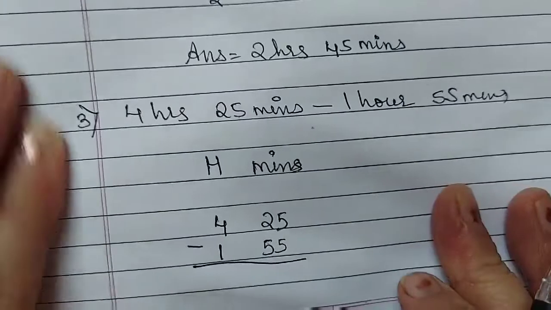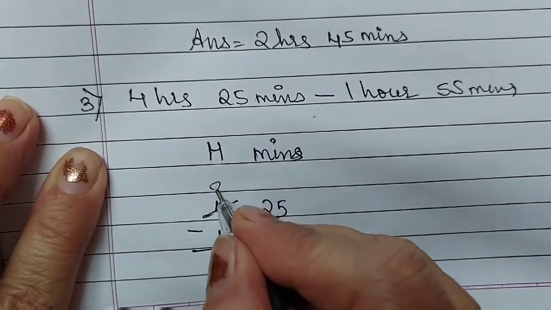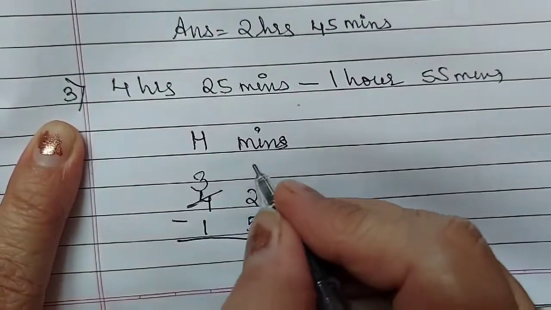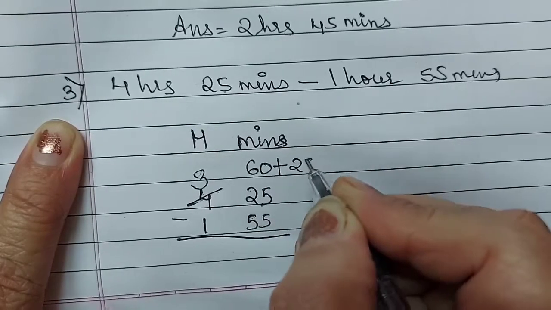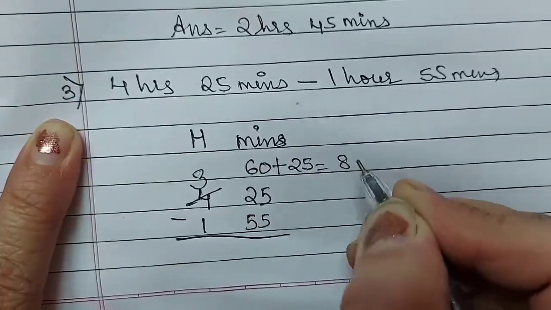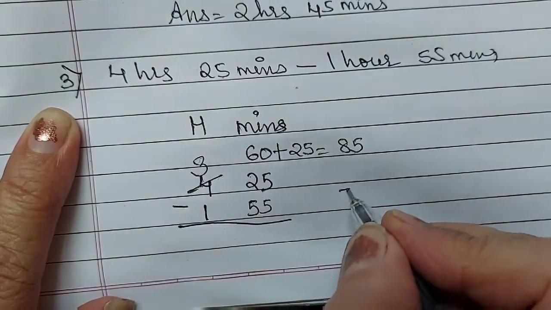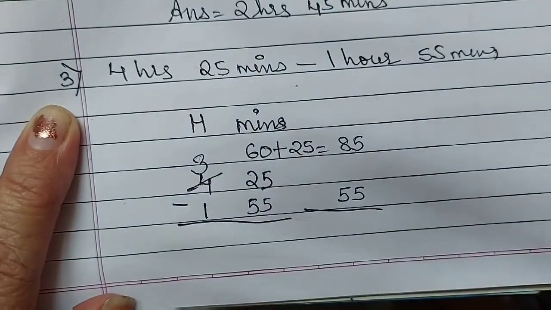Not possible. Right, children? So simple. Borrow from 4. It becomes 3. Correct. Now you all have understood very well. It becomes 60 plus 25 is equals to 85. Correct. 85 minus 55 is equals to what?